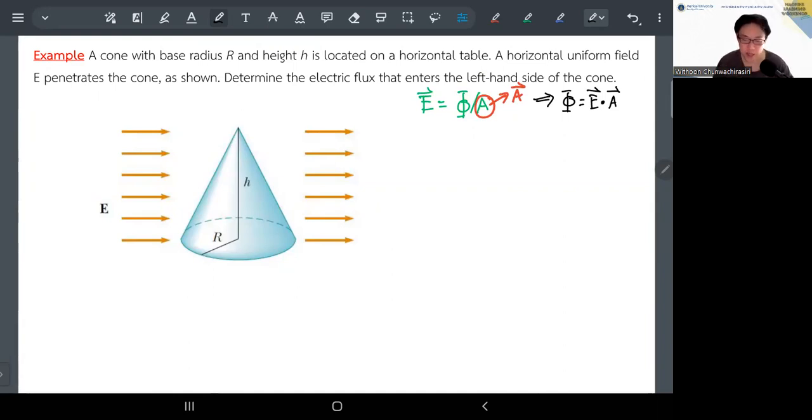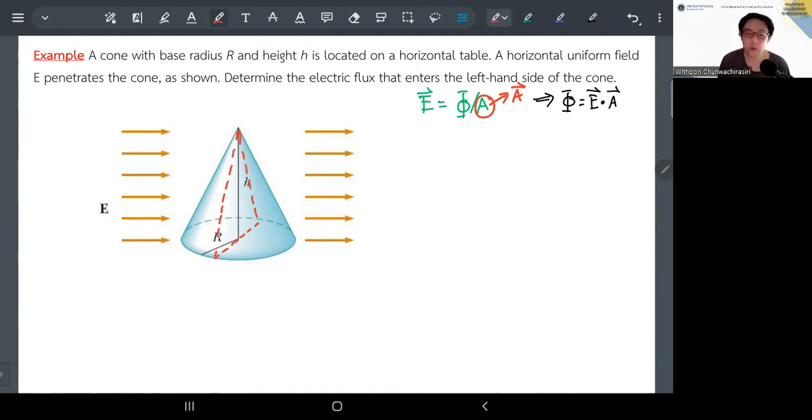All right, so they only care about the left hand side. So let me split this in half. Okay, so you have a left side and a right side. You only care about the left side though, right? So we can discuss this one.